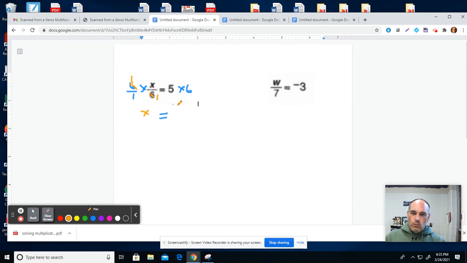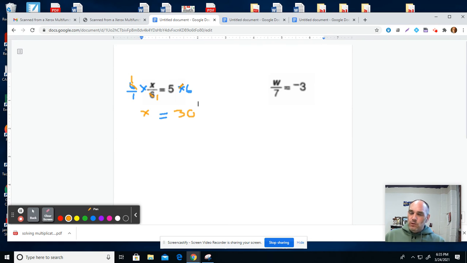Now don't forget, we have to do the work on the right. 5 times 6 is 30. So I know in this problem, x has to be 30. And if we go back to it and put 30 in for x, what is 30 divided by 6? Yep, that's 5. All right, so this is our third type.